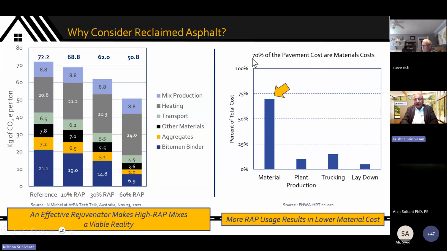The second part of the answer is in the economics. This data comes to us courtesy of FHWA. They looked at all the costs that go into putting down 1 lane mile of a roadway, and they broke it down into percentages. And what they found was that over 70% of the total cost of laying down a roadway is in the materials. So anything you can do to put a dent in that cost is going to rapidly find its way towards the bottom line.